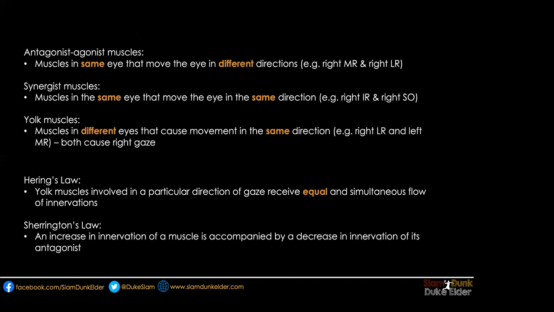Okay, so I think that's hopefully quite clear. And then we have two laws here. Hering's law: yoke muscles involved in a particular direction of gaze receive equal and simultaneous flow of innervation. I think that's probably quite obvious, as the movements need to be the same for each eye. And Sherrington's law is similar in the sense that an increase in innervation of one muscle is accompanied by a decrease in innervation of its antagonist.